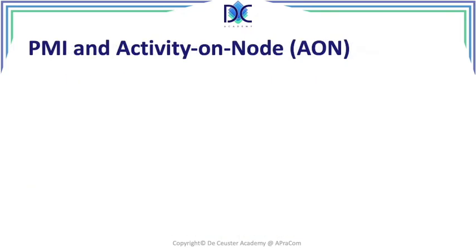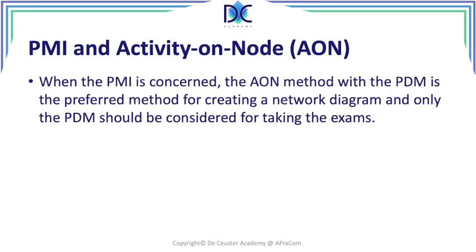Now, when we look at the PMI, the activity on the node method with the PDM is the preferred method for creating a network diagram. And only the PDM should be considered for taking those certification exams. I must say that I already saw some people having some questions related to an activity on arrow method. Now, it's not so difficult to look into it, but when you understand it, it will be a rare occasion, and normally this should not be occurring in the exam. But it happened a few times, and better be prepared than just say, hey, what's happening here?